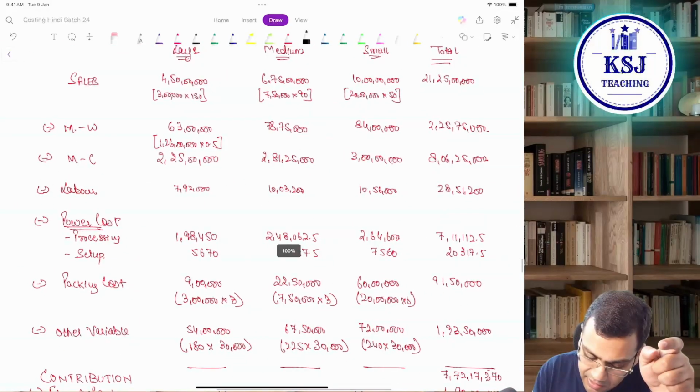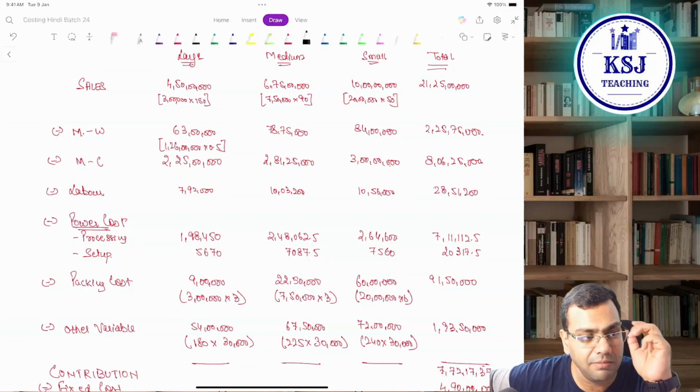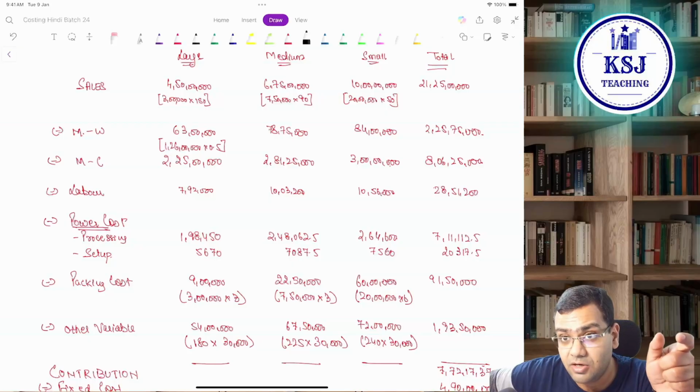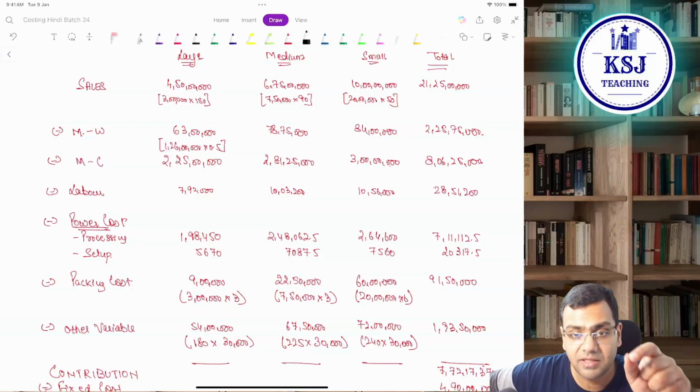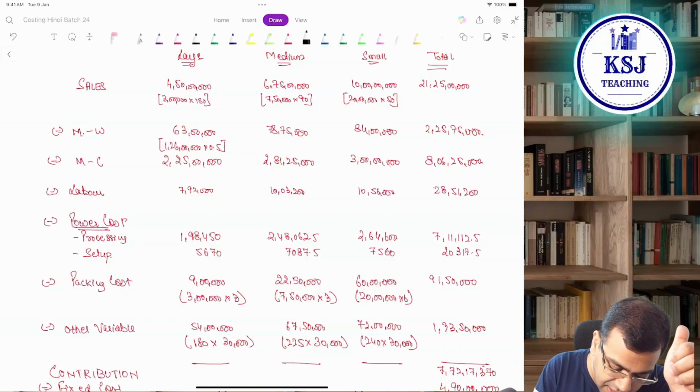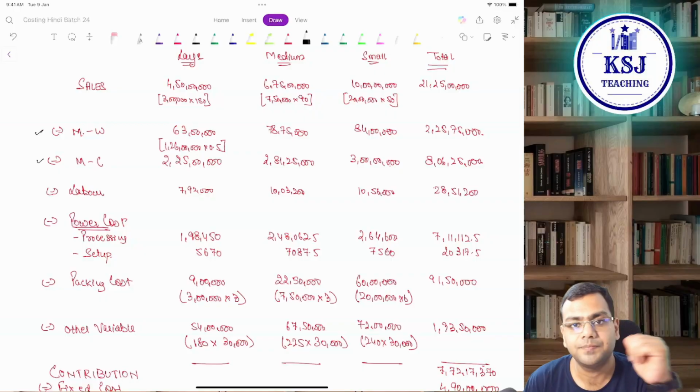So this is your material cost. Material W and material C. The requirement as calculated in the working note, that is the number of liters which will be required, multiplied with the rate that is given to you. Clear with this? So material W and material C.